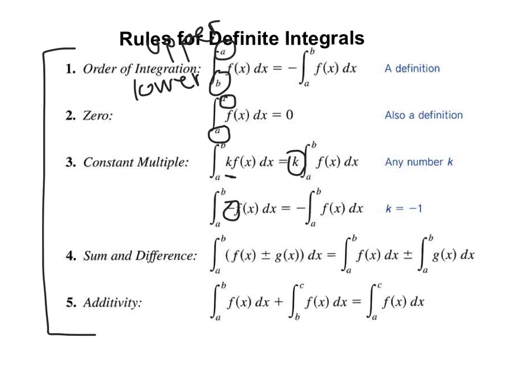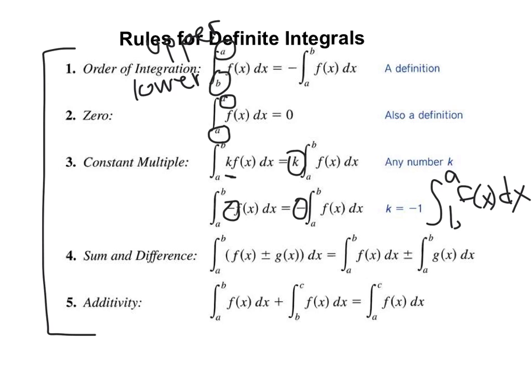Now again, remember your negative symbol here. If you have a negative times the function, you could also bring the negative constant out to the front, which would be the opposite of the integral a to b. Or you could also say that would be the integral of b to a of f of x dx.